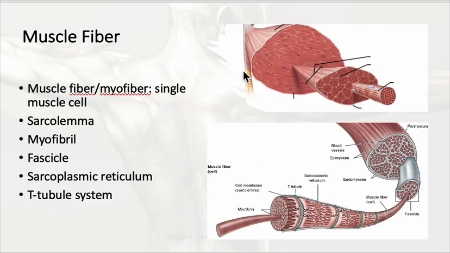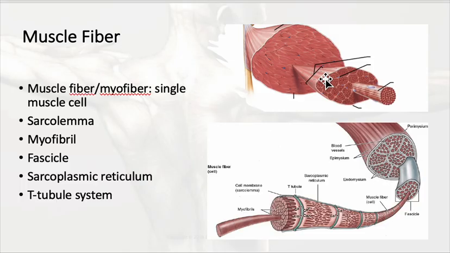So a whole muscle is contained within the epimysium, which is a layer of dense irregular connective tissue that surrounds the entire muscle. It protects the muscle from friction against other muscles and bones. The perimysium surrounds fascicles, and we can see another fascicle here. So a fascicle is a collection of myofibers in a bundle within a muscle.